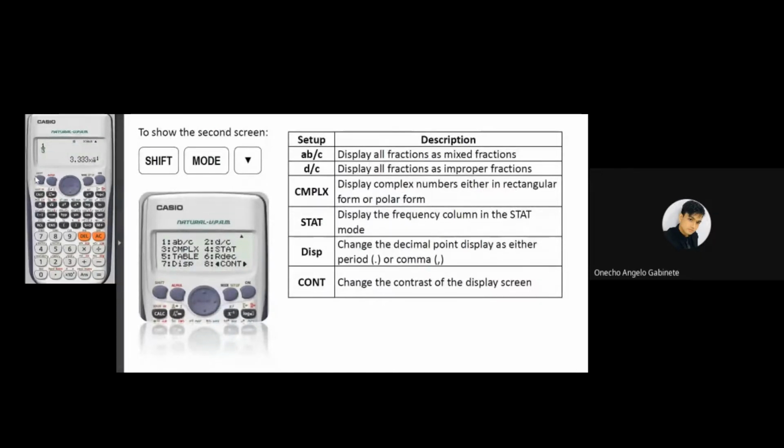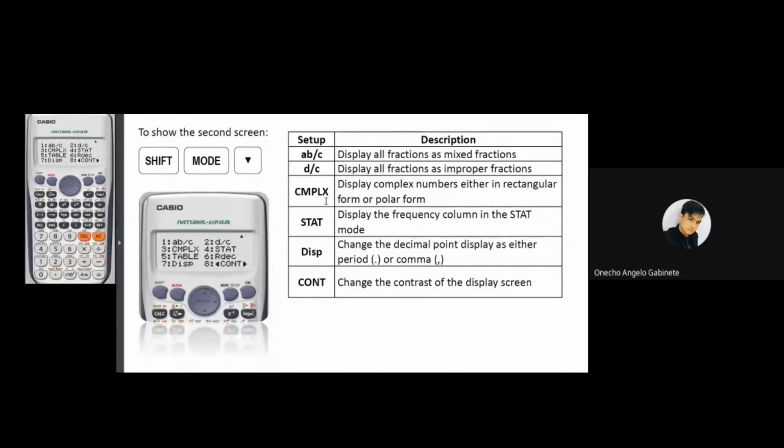So, may kasunod po itong shift setup since merong arrow pababa. Ito yung mga yon. So, A and B over C, ito po yung mixed fractions like 1 and a half, 1 and 3/4. And then D over C is improper fractions like 9 over 4.